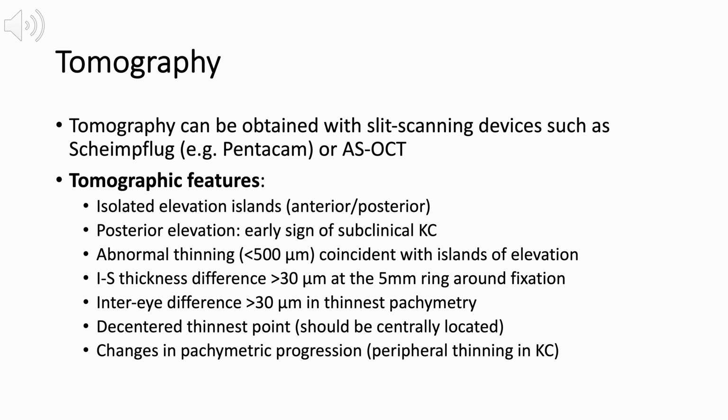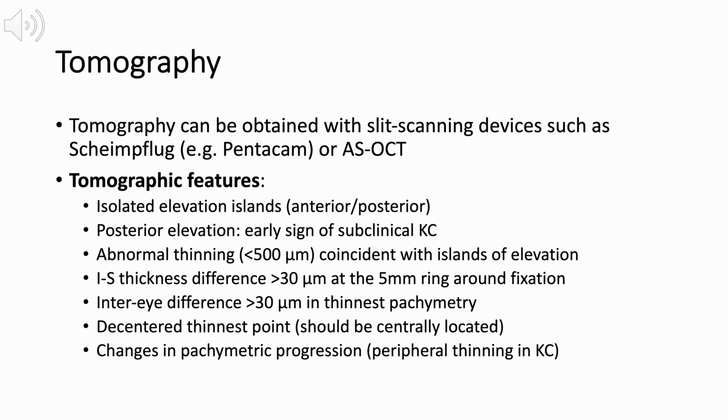Now let's move on to tomography, which is an essential tool for detecting and monitoring keratoconus. Tomography can be performed using slit scanning devices, such as Scheimpflug imaging systems like the Pentacam, or with anterior segment OCT. These technologies provide a three-dimensional map of the cornea, allowing us to evaluate both anterior and posterior corneal surfaces, as well as corneal thickness.